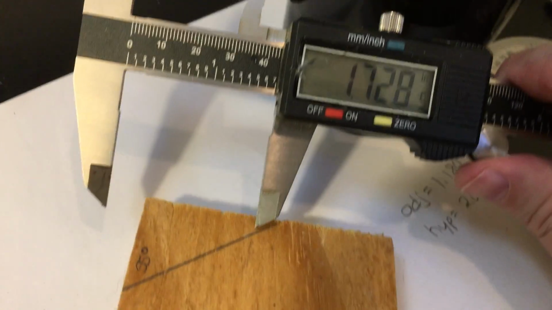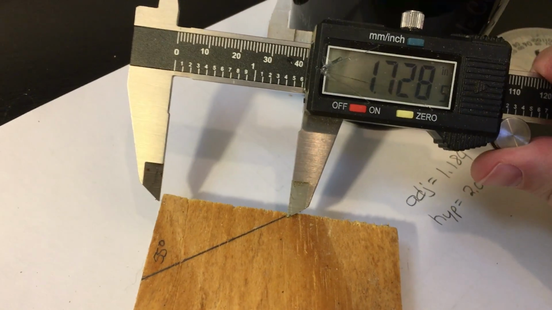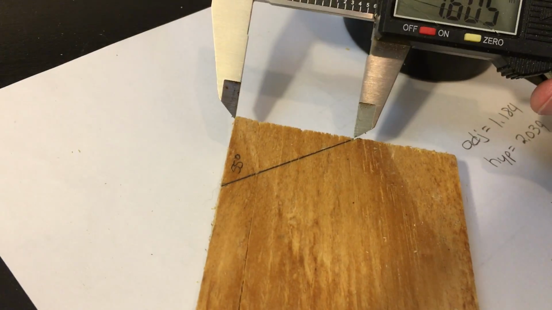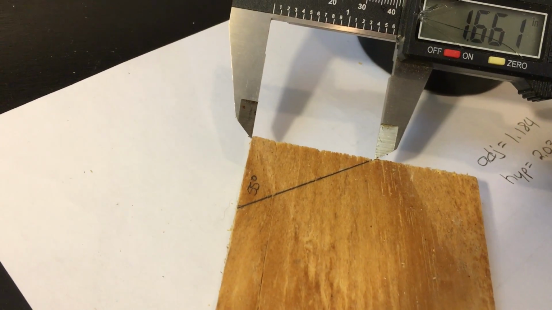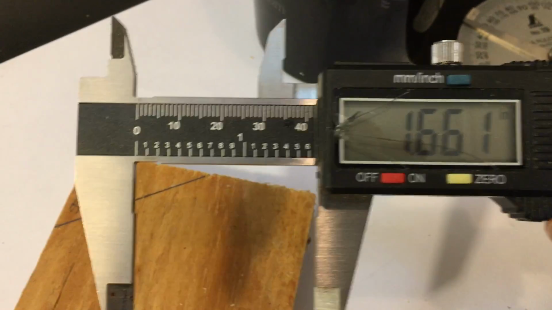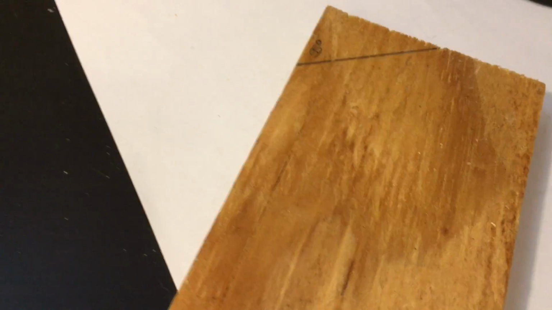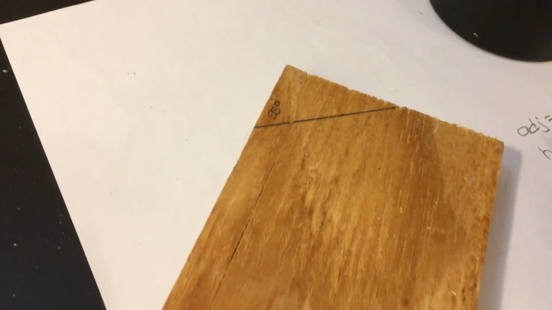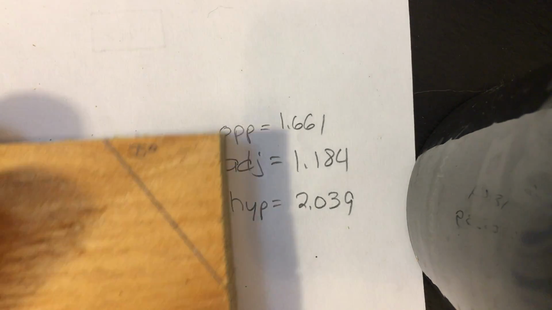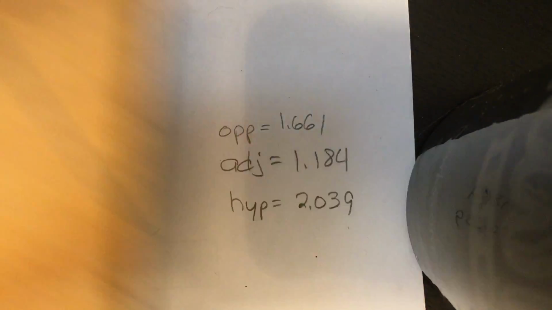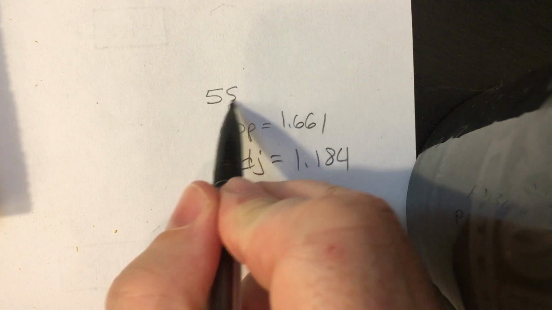And the other side, let's see. It is 1.661. I'm sorry, that's not the adjacent side, that's the opposite side. All right. So I've got these measurements here, and the angle we had was 55 degrees.